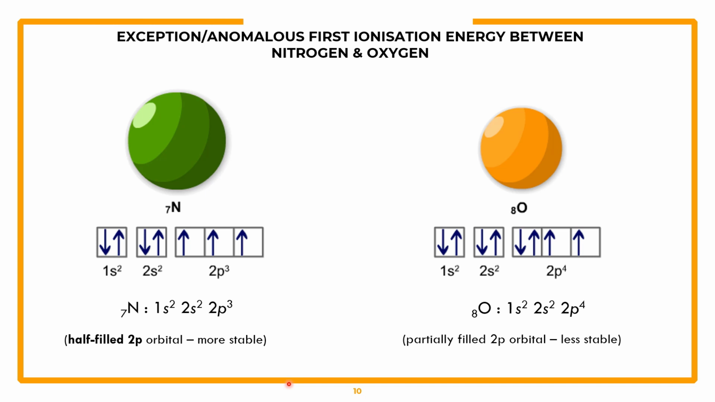Ada correction sikit dekat sini. Please make sure kalau this is an orbital diagram, do not ever put the number of electrons at the bottom of the labeling of your orbital diagram. Orbital diagram hanya letakkan symbol of the orbital sahaja and label the electrons on top of it. Dan kalau untuk SPDF notation, then you have to put both orbital dan juga electrons over here.